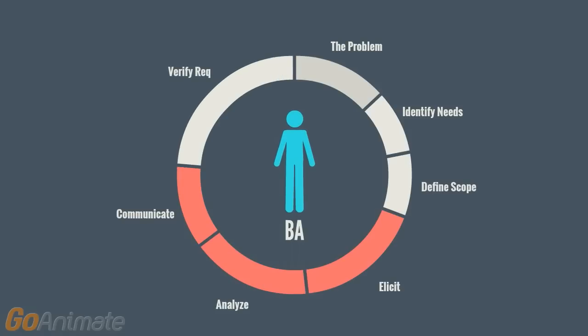The BA role can be described in 7 main tasks. First, they learn and understand the business problem. Then they work with the business users to identify the business needs and define the project scope. Then comes the core of the BA role in eliciting, analyzing, and communicating requirements. Lastly, the BA verifies that the gathered requirements meet the project needs. Now, let's look closely at these tasks.